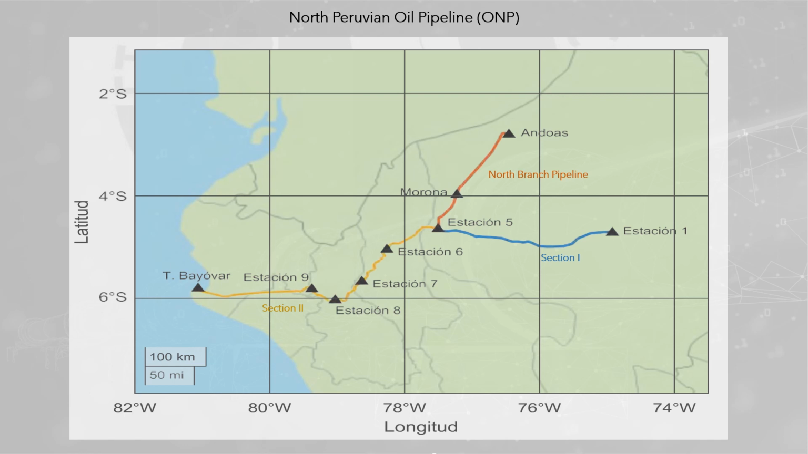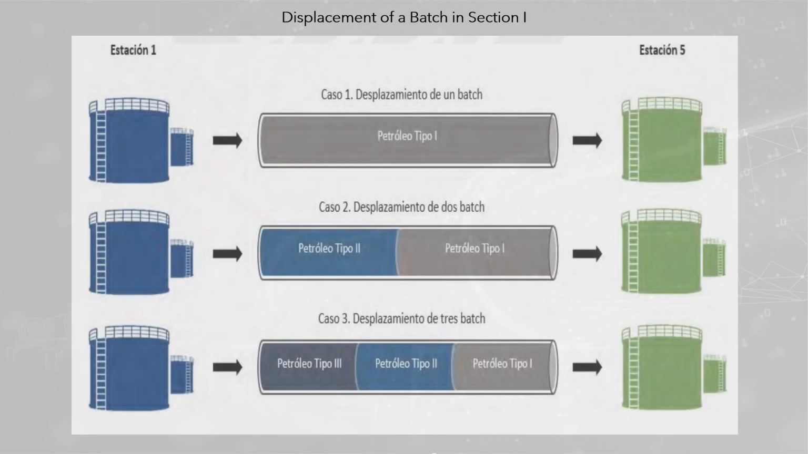ONP has a length of 1,106 kilometers from the northern jungle to the Bay of Our terminal on the coast. ONP has a transport capacity of 200,000 barrels per day, and plans to increase this capacity to 500,000 barrels per day. Data from Petroperú in 2021. The image shows the displacement of possible batches in Section 1.